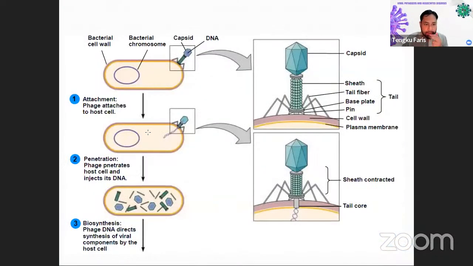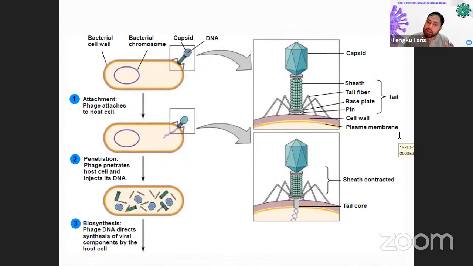Okay, so this is an example. It starts to attach to the bacterial cell wall. You can see the capsid and DNA that they have. Okay, the first step is attachment. The phage attaches to the host cells. After that, they penetrate. They penetrate the host cells and they inject their DNA only. All right, so from this DNA, they start to biosynthetically produce new components of the virus. How clever it is, right?